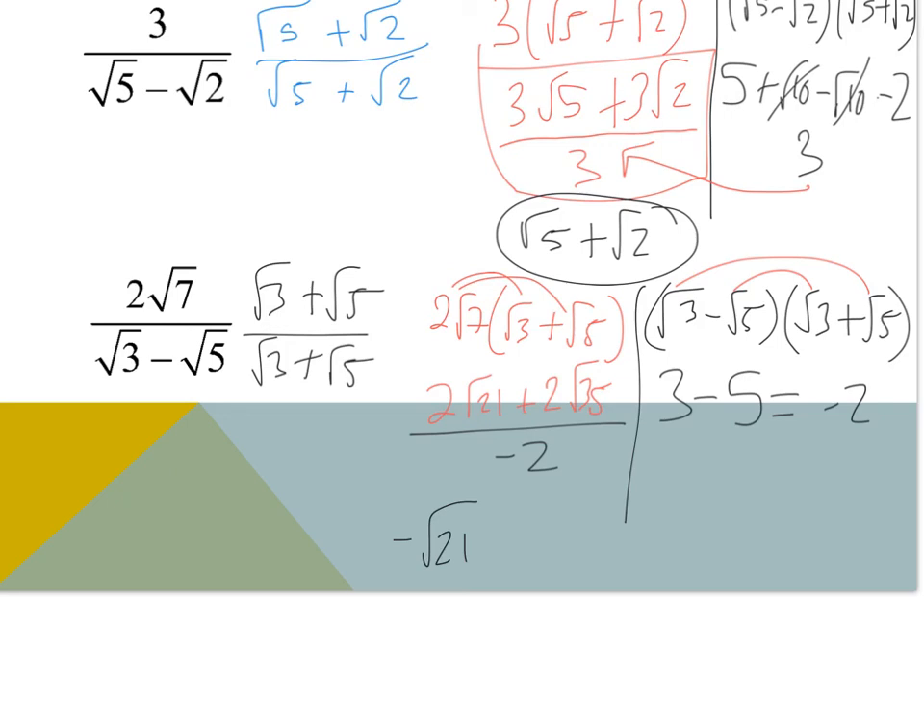And then 2 root 35 divided by negative 2 would be negative root 35. And again, root 35 breaks down to 7 and 5, no pairs. Got to leave it like that. I am done with that one.